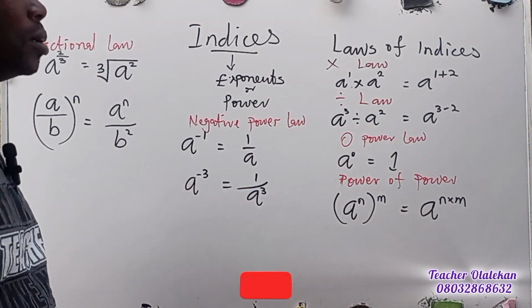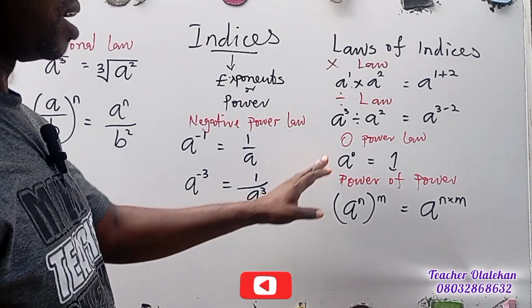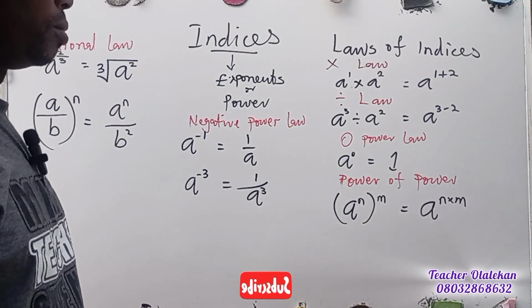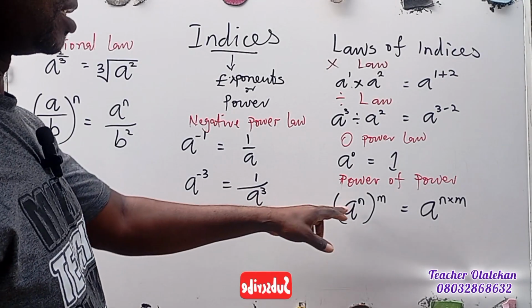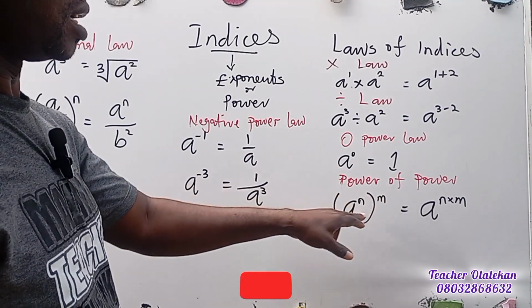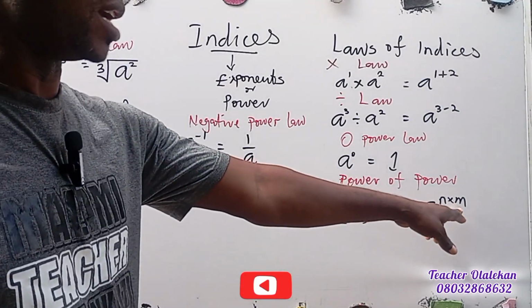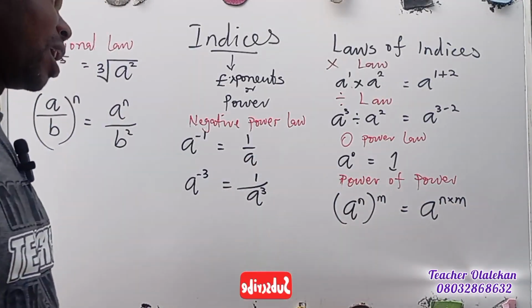The zero power law means that anything raised to power 0 is equal to 1. So that's a basic one. And the power of power means that when you have a power inside of a bracket and a power outside of the bracket, you just multiply the two powers. So that's the power of power.